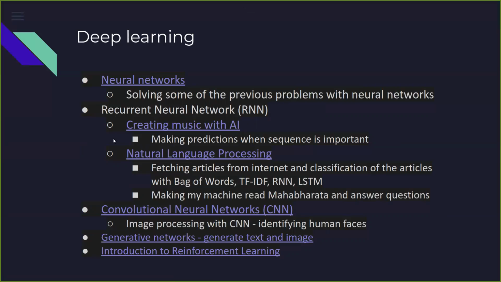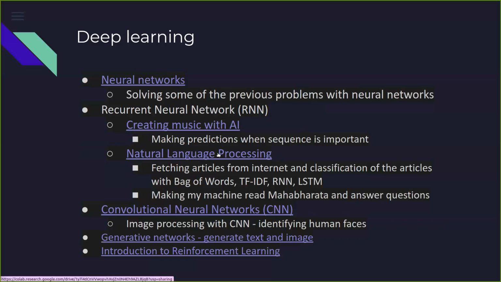For example, we will attempt creating new music by ourselves. So our AI or machine learning will create a new music. How do we do that? We will feed a lot of songs into the system, and then we'll say, can you create a new song for me? That is what we will do. And in that course, we'll also understand the concept of the recurrent neural network.